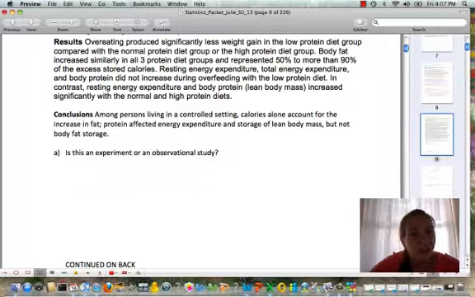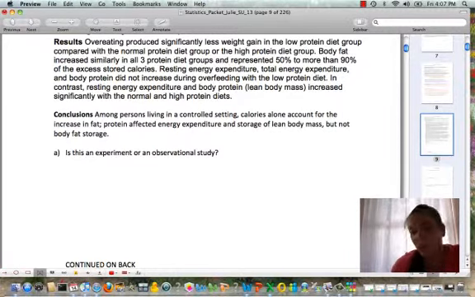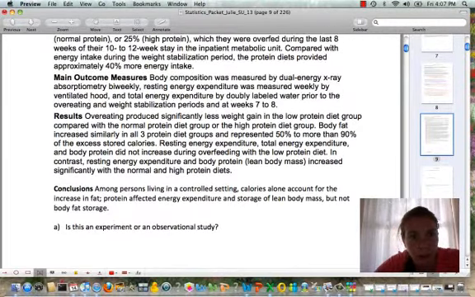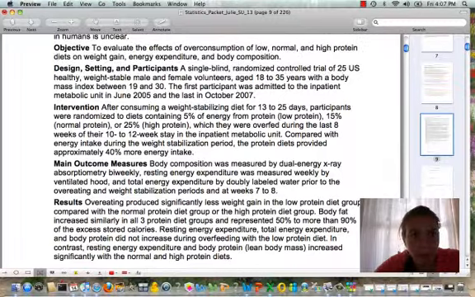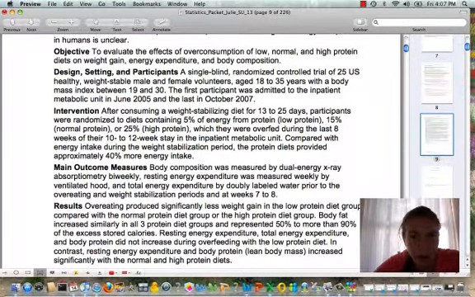So question A is asking, is this an experiment or an observational study? So we have to go back to our vocabulary on page 1 and remember an observational study observes individuals and an experiment does some intentional manipulation. So if we look back at the description, we see in the design they talked about a single-blind, randomized, controlled trial of 25 U.S. healthy, weight-stable male and female volunteers aged 18 to 35 with a BMI between 19 and 30 were in that sample.